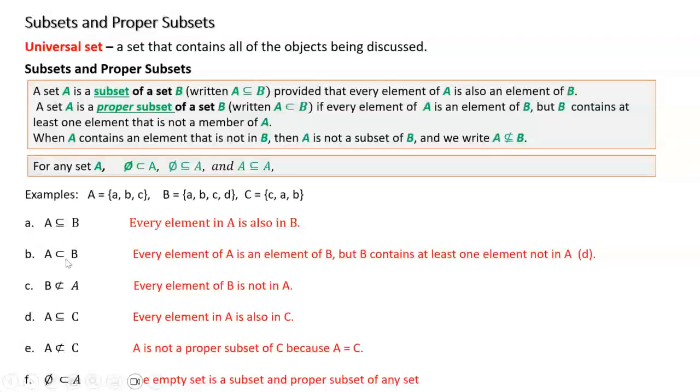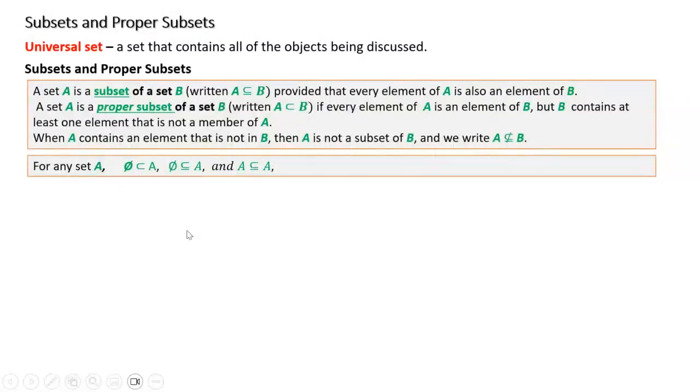Look at the second one. A is a proper subset of B. That's also true. Why? Because as we read it, set A is a proper subset of set B if every element of A is an element of B, but B contains at least one element that is not in A. You see, guys, every element in set A, A, B, C, is also in set B, A, B, C. But here's the but: B contains at least one element that is not in A, which is my D.